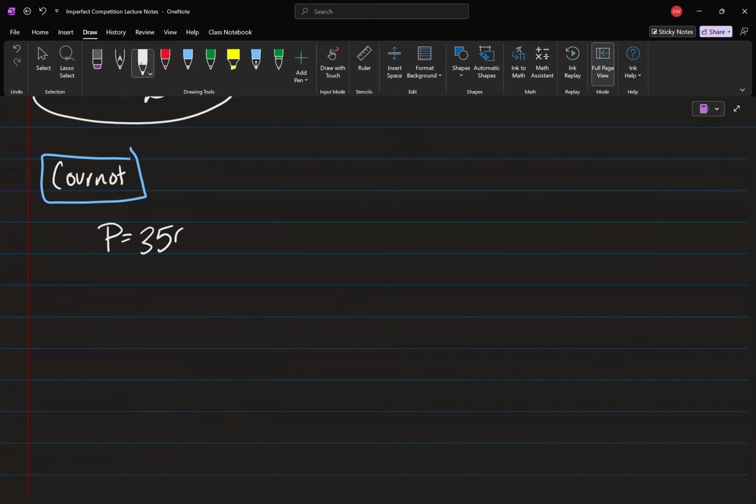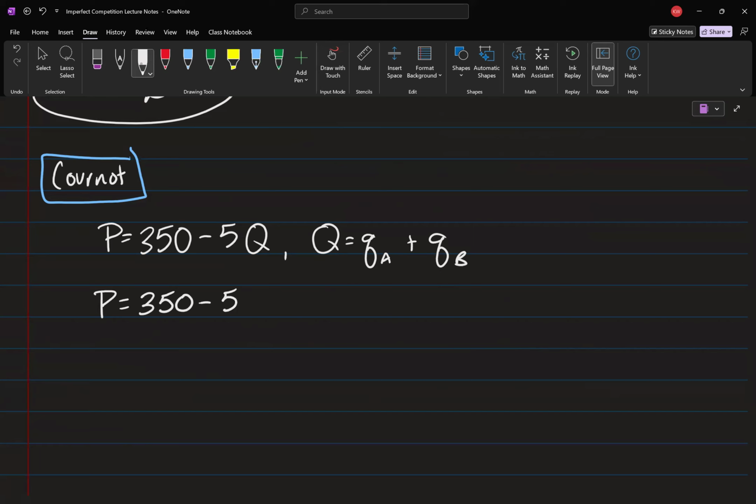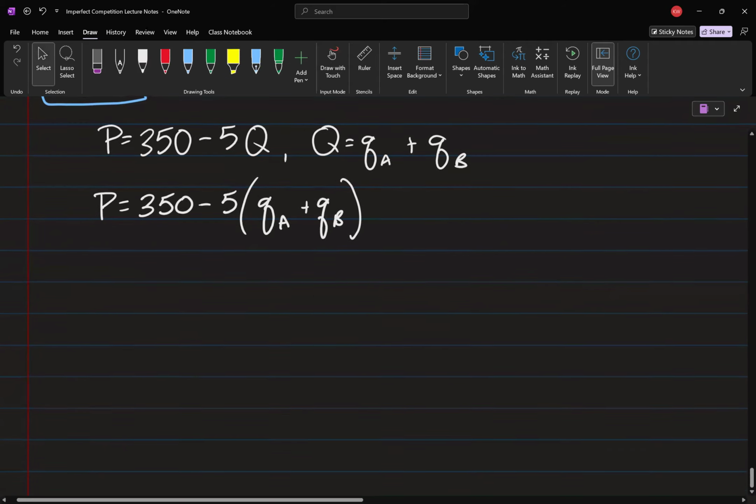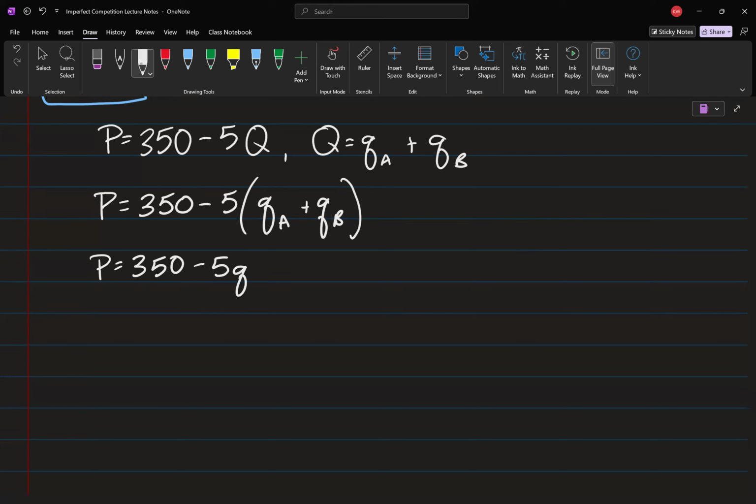So initially we're given 350 minus 5 times output in the market, where market output is equal to what firm A makes plus what firm B makes. Okay. So we're going to go ahead and rewrite that demand equation such that it's reflective of that summation. So we'll have price equal to 350 minus 5 times quantity produced by firm A plus quantity produced by firm B. We'll then distribute that -5, so we get 350 minus 5 times quantity sub A minus 5 times quantity sub B.